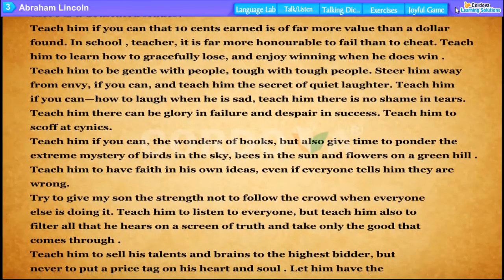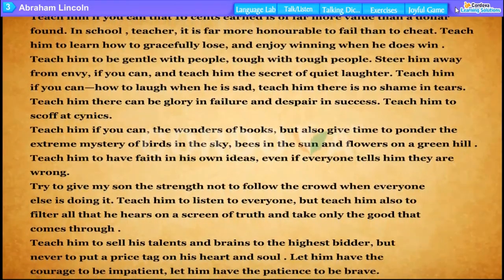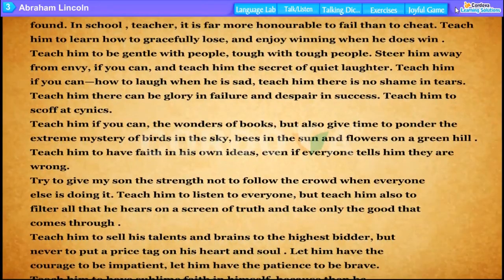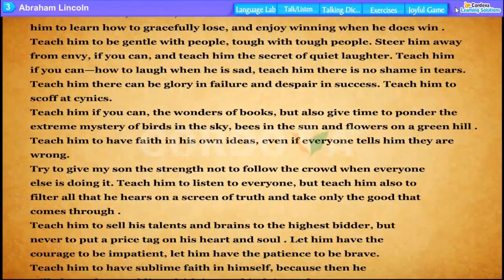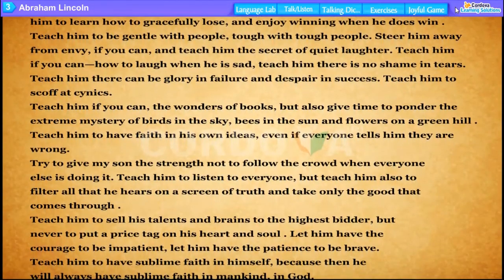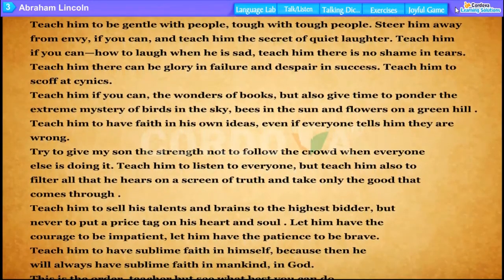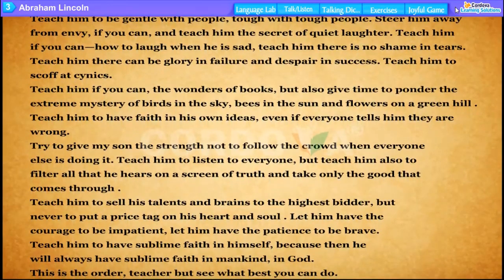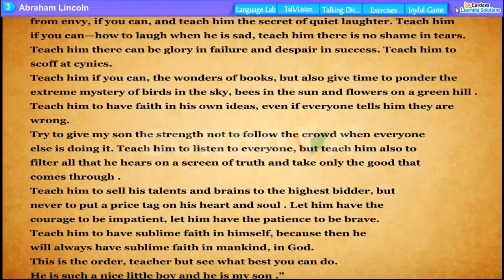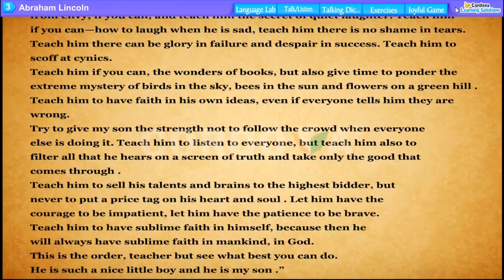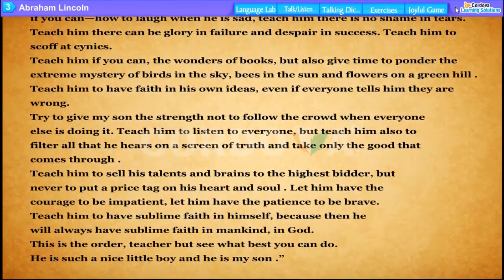Teach him to be gentle with people, tough with tough people. Steer him away from envy if you can, and teach him the secret of quiet laughter. Teach him, if you can, how to laugh when he is sad. Teach him there is no shame in tears. Teach him there can be glory in failure and despair in success. Teach him to scoff at cynics. Teach him, if you can, the wonders of books, but also give time to ponder the extreme mystery of birds in the sky, bees in the sun, and flowers on a green hill.